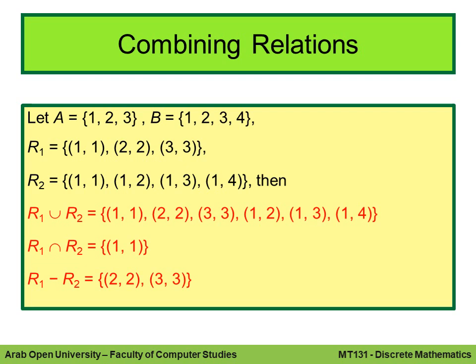R1 union R2 is a new relation from A to B that consists of all the ordered pairs that are either in R1 or in R2, and they are listed in the slide. The intersection is the ordered pairs that are in both R1 and R2, and there is only one ordered pair, which is 1,1. The set difference, here we are forming R1 minus R2, is the set of ordered pairs that are in R1 but not in R2. There are only two ordered pairs, 2,2 and 3,3.